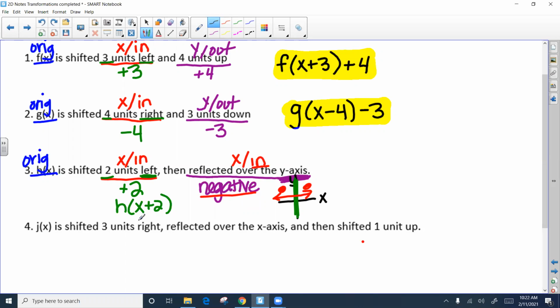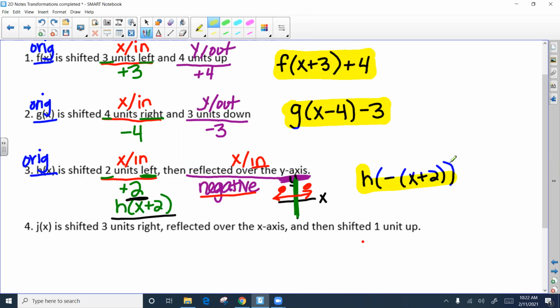So here's what this is going to look like, because we already have the x plus 2 on the inside. Both of these are on the inside. So I would have h. I have to do the negative. I do the x plus 2 first, and then I put the negative in front of that. So here's what it would look like. Negative x plus 2 in parentheses. So h of negative x plus 2.